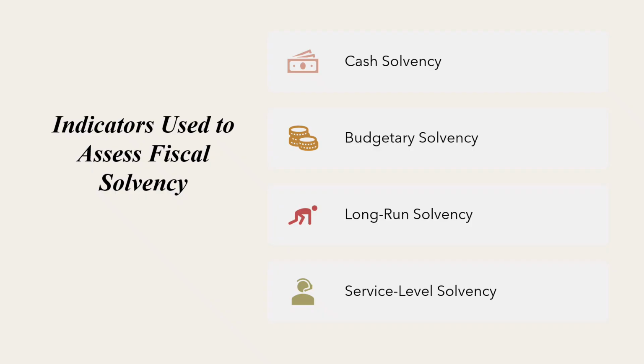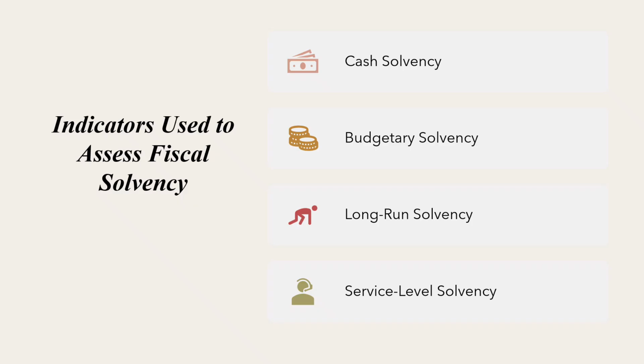So first, some indicators that were used to assess fiscal solvency were cash solvency, budgetary solvency, and long run solvency, as well as service level solvency. When it came to cash solvency, the city of Colton was very good at covering short-term obligations that were measured by current ratio and unrestricted cash balances.